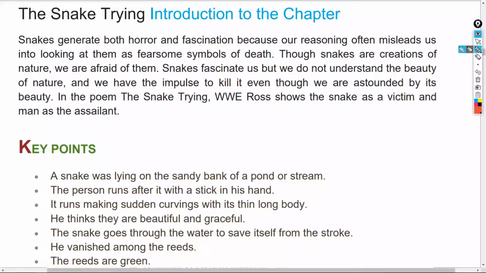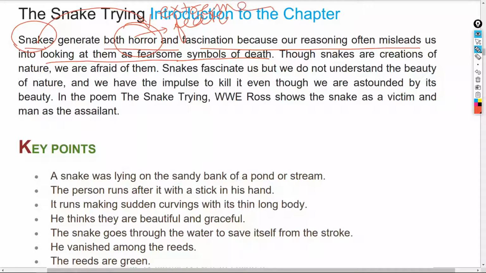अभी देखते हैं. The snakes generate both horror and fascination because our reasoning often misleads us into looking at them as fearsome symbols of death. अभी देखते हैं. जब हम स्नेक देखते हैं इसमें मतलब दो फीलिंग आता है. एक तो होता है कि डर, हॉरर और एक्सट्रीम फियर, है ना, एक्सट्रीम फियर. और क्या होता है फैसिनेशन, मतलब क्या है अट्रैक्शन.